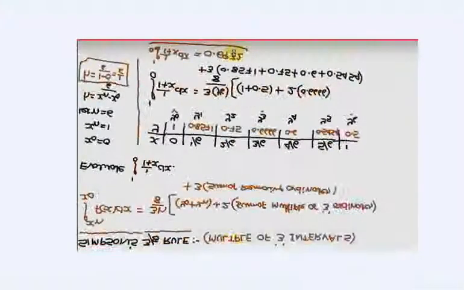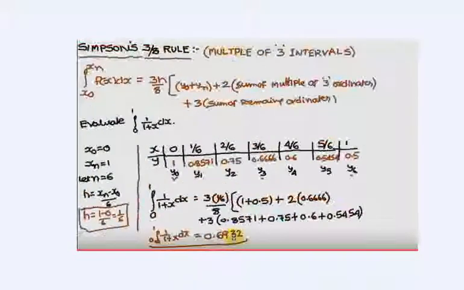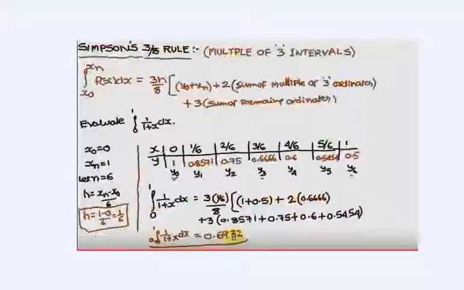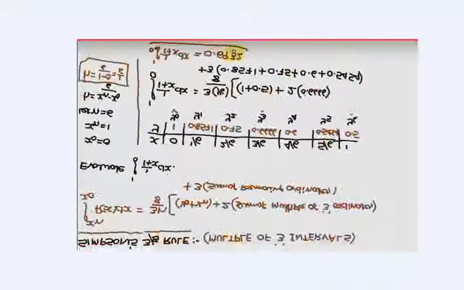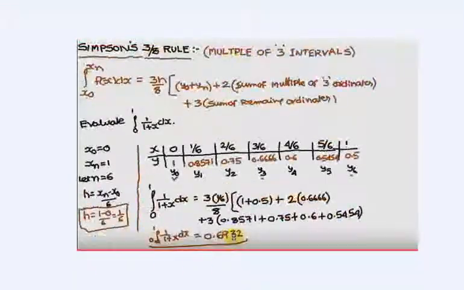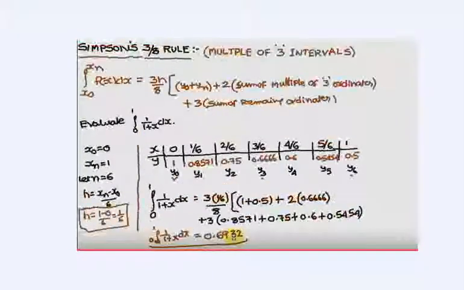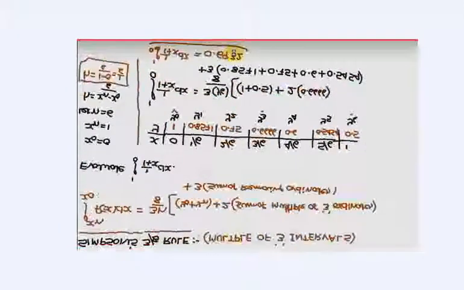0.8571, 0.75, 0.6, 0.5454. I put all the values in this formula and just apply basic calculation. The value comes out to be 0.6932. So basically that sums up our question. Thank you.